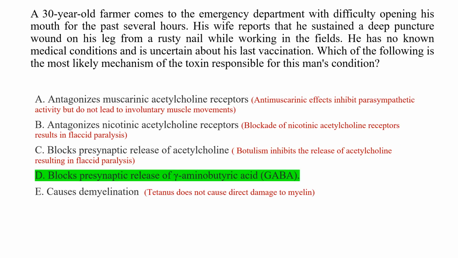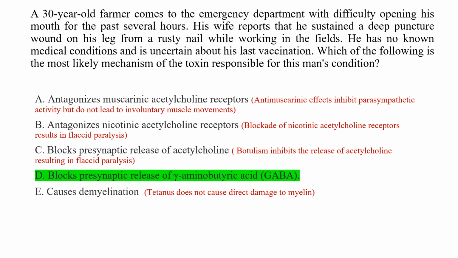Let's analyze why the other options are incorrect. Option A is incorrect because muscarinic receptors are part of the parasympathetic nervous system and they control functions such as the heart rate, digestion, and glandular secretions. Antagonism of these receptors would cause dry mouth, increased heart rate, and reduced gut motility, but not muscle rigidity or spasms. Since tetanus involves uncontrolled muscle contraction, this option is incorrect.